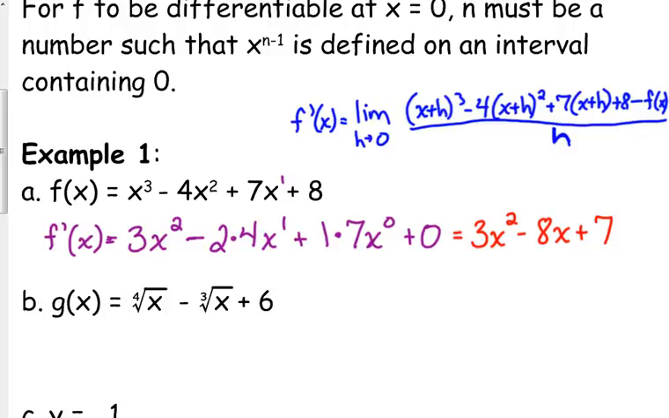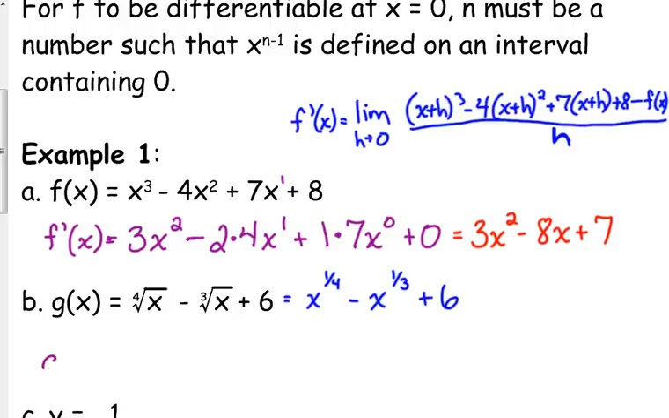So I'm going to rewrite g of x. I'm going to rewrite the fourth root as the 1/4 power. Remember, power over root. Okay, x is raised to the first power. It's the fourth root. So x to the 1/4 is the same as the fourth root. The cube root of x is the same as x to the 1/3.